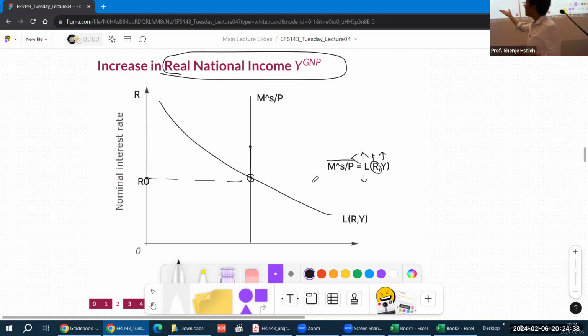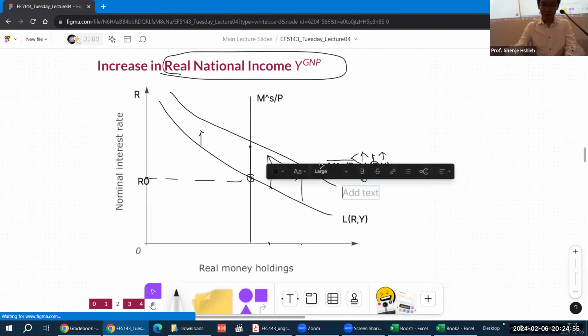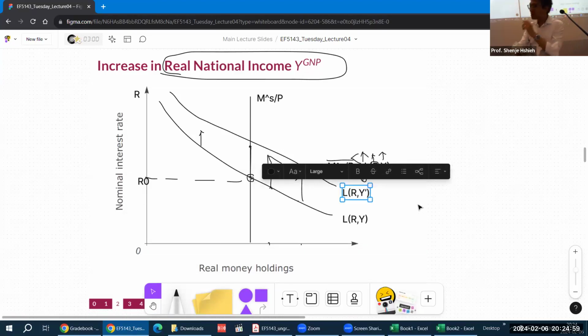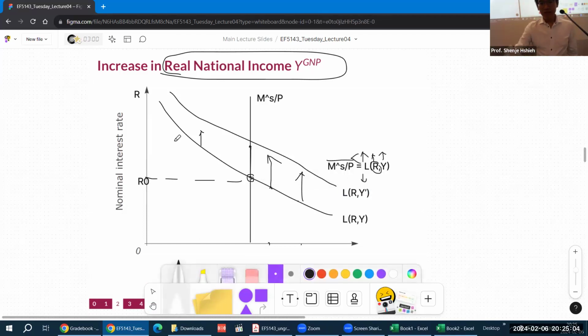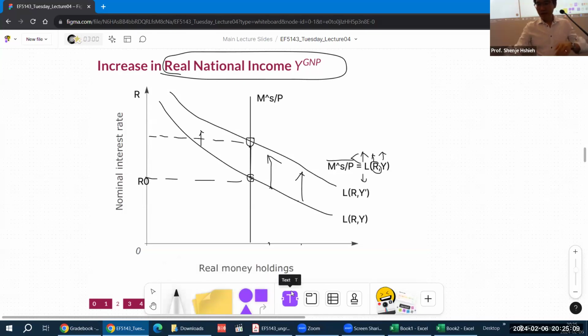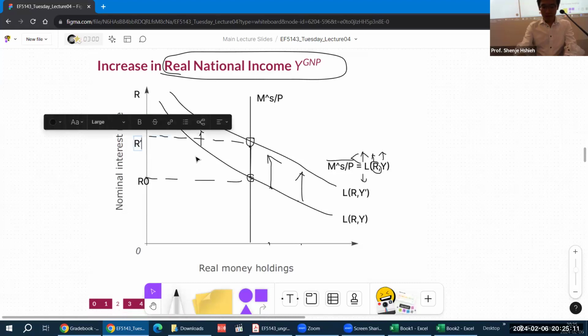But in fact, we set MS over P as an arbitrary point. So no matter which MS over P we choose, it could be here, it could be here, this point doesn't matter. The entire curve has to shift, actually, right? So we get an elevated curve. I'm going to write L(R, Y') to indicate the new level. And we have a new money market equilibrium. And that is our R prime.